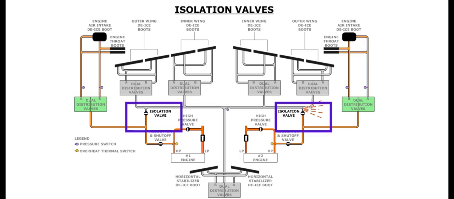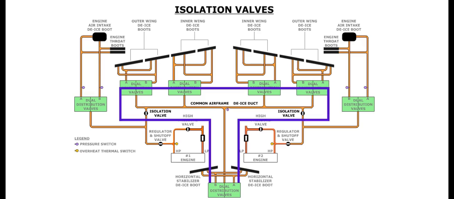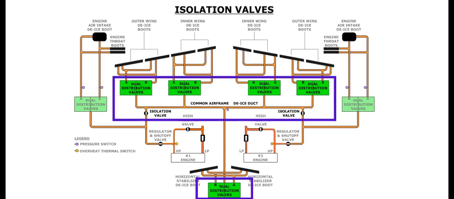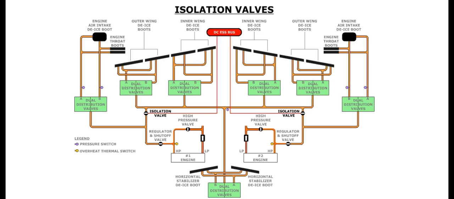Shut-off valves, downstream of the engine dual distribution valves, prevent pneumatic air from going into the wing de-ice system, in case of a leak downstream. These valves are also called isolation valves. The isolation valves connect the pneumatic bleed supply from each engine to a common manifold. In turn, this common manifold supplies pneumatic air to the boots for the airframe de-icing system. This arrangement allows the system to remain operative in the event one engine has failed. The isolation valves are powered by the DC essential bus.